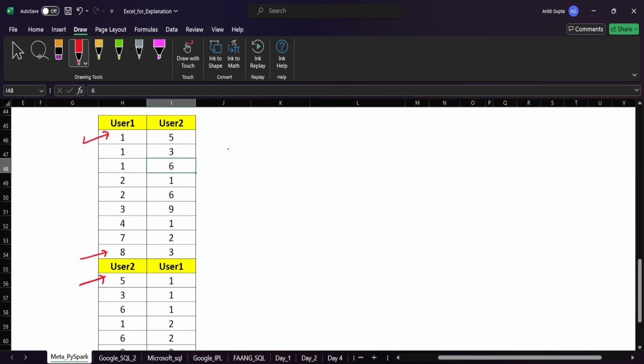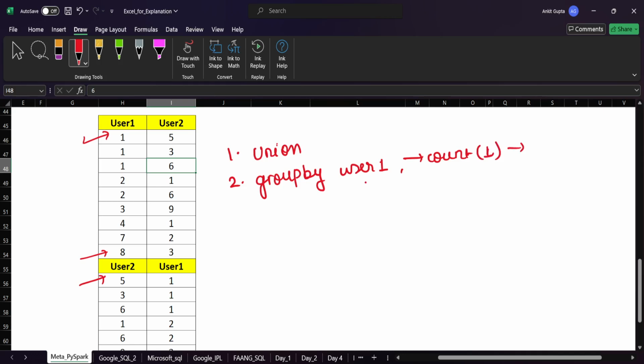Once we have the union, let me write the step. When we have the union of this, then second, what we can do, we can group the data, group by on user one, and then do the count of one, or we can say the second column. So this will give the total number of friends. This will give the total number of friends each user has, right?